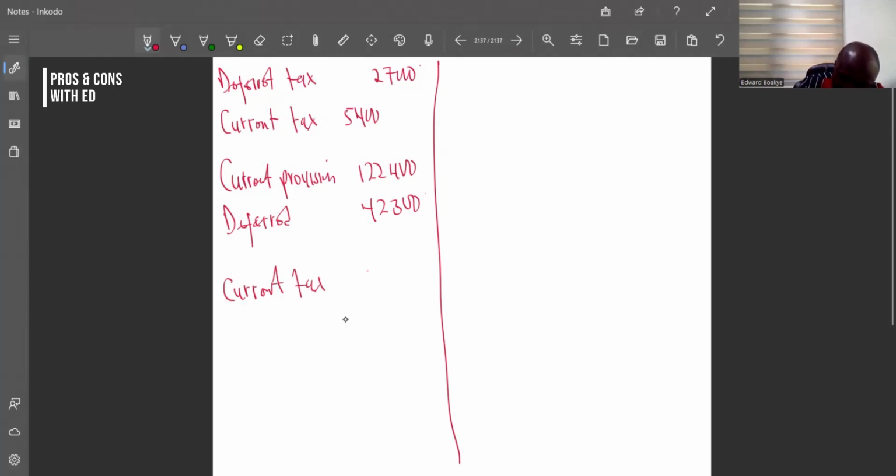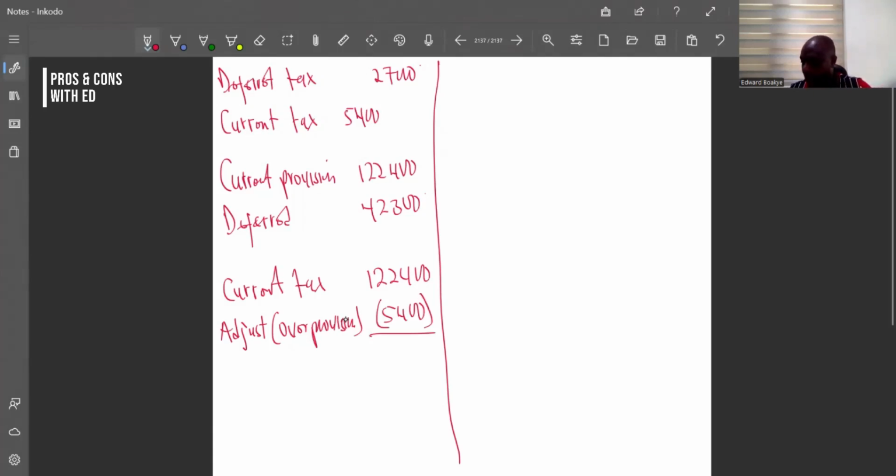So our current tax is what? 122,400. Then we adjust with the over provision of what? 5,400. So what is going to be our current tax? We have 122,400 minus 5,400, which will give us 117,000. Then what will be the movement in our deferred tax?